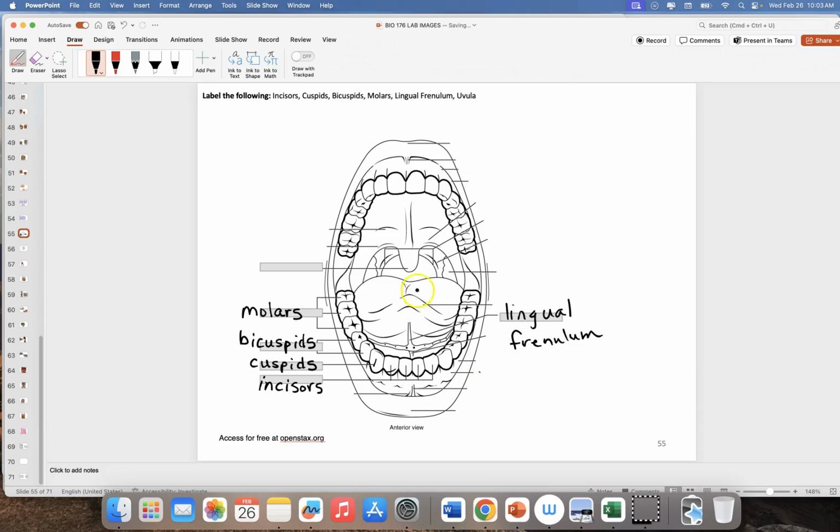The last thing I want to point out is the uvula. We do get to see that on the models in lab, but this is just another representation or way to visualize that structure.